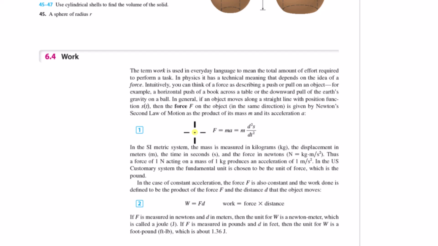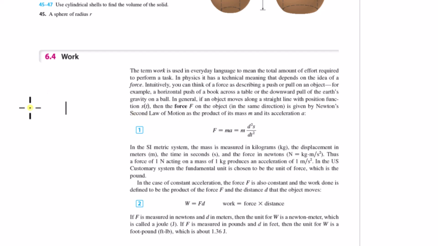This is not an engineering mechanics course. Now, another thing to note here is that this is a simple case that we're looking at, where an object is moving along a straight line with position function s of t. So this is a simple case where we have a position, the position is a function of time, and this is just straight line motion.